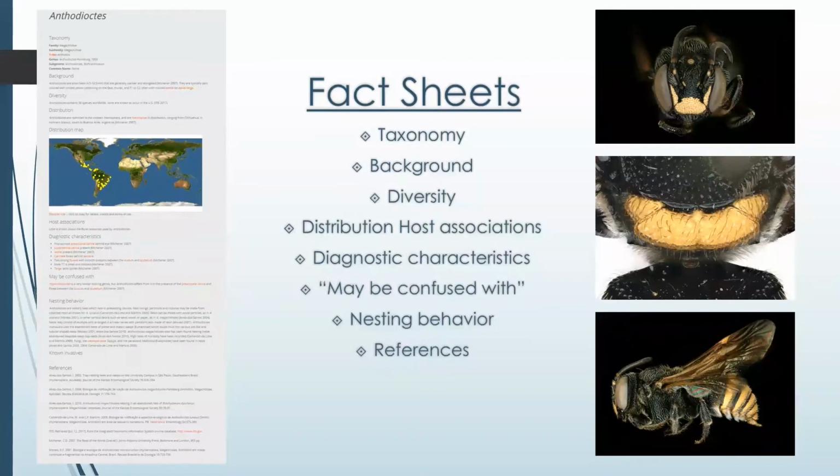We also have fact sheets. Once you narrow it down to a group, you can click what you've narrowed it down to, and it'll give you a description of everything. It'll tell you bees that you might confuse it with, just to double check some of the stuff. We've included references for all the bees we've included, so if you want to dig in more, that's all available there. It's really dense information, but it's nice to have it all in one place, I feel.